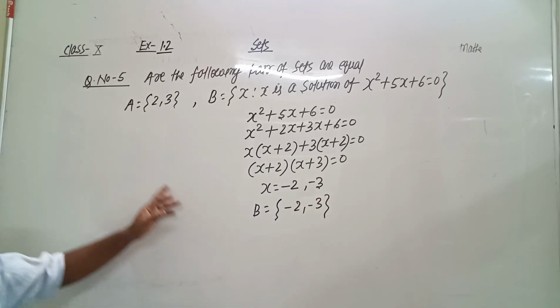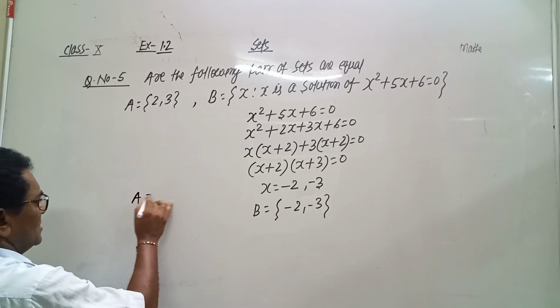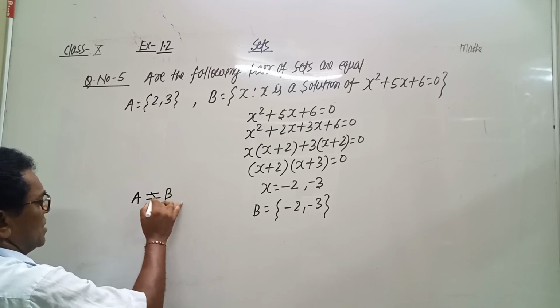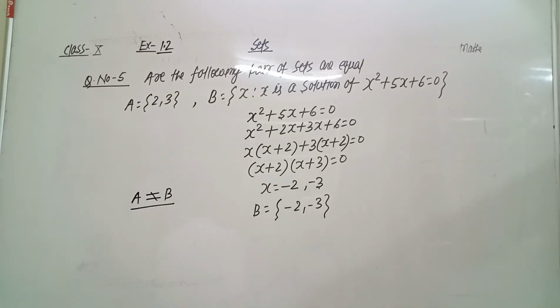So the elements of set A are 2, 3 and the elements of set B are minus 2, minus 3. So we can say that they are not equal sets because they have no elements in common. Both have different elements, so they are not equal sets. Now next part.